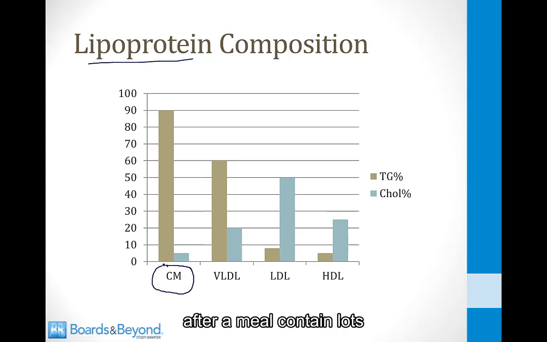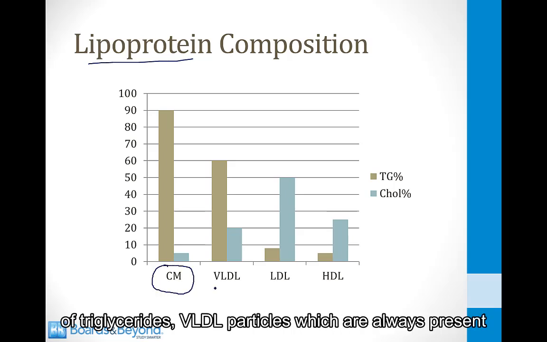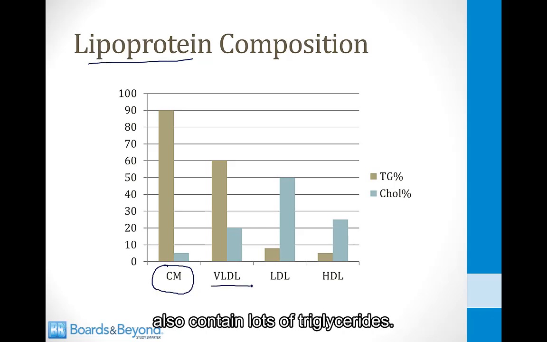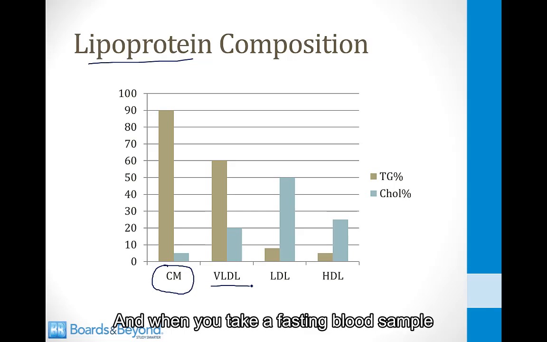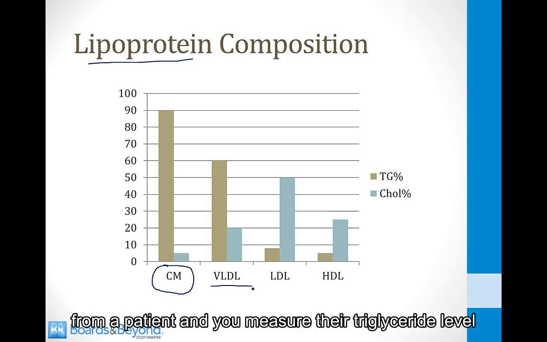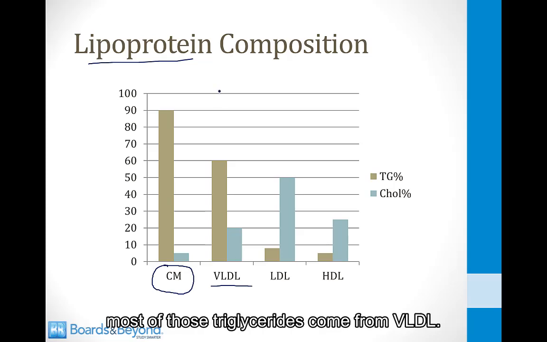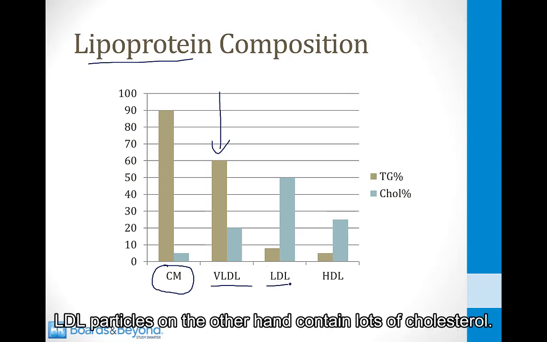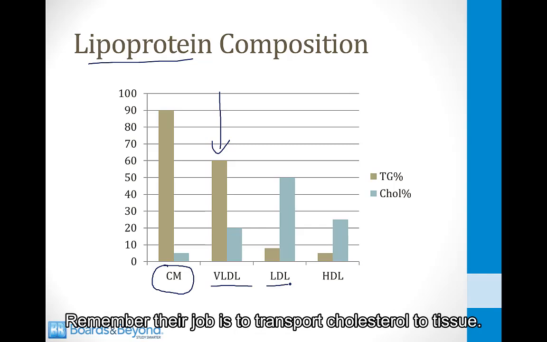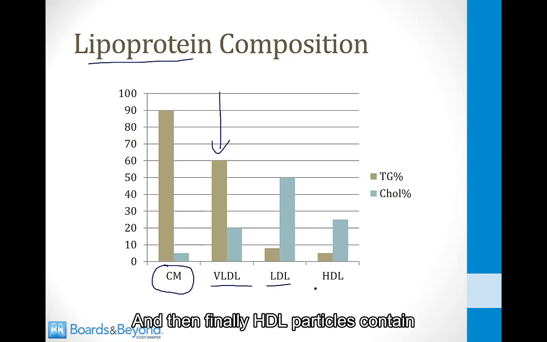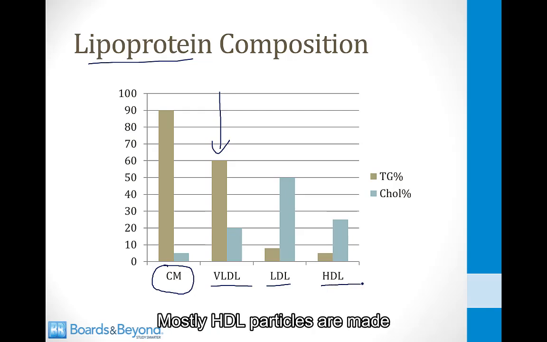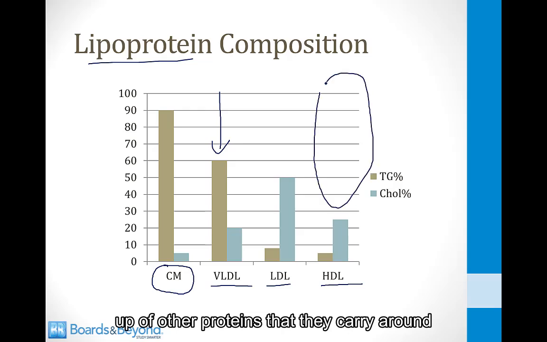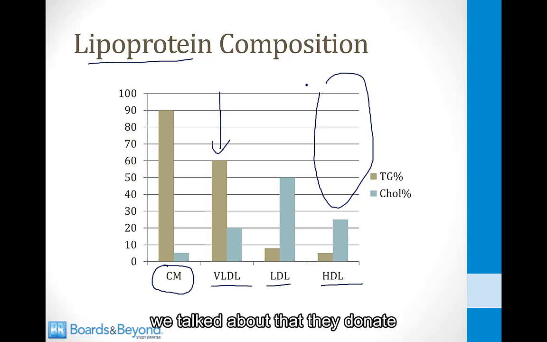This is a slide showing the relative percentages of triglyceride and cholesterol in the different lipoproteins. Chylomicrons, which are only present after a meal, contain lots of triglycerides. VLDL particles, which are always present, also contain lots of triglycerides. And when you take a fasting blood sample from a patient and you measure their triglyceride level, most of those triglycerides come from VLDL. LDL particles, on the other hand, contain lots of cholesterol. Remember, their job is to transport cholesterol to tissue. And then finally, HDL particles contain more cholesterol than triglycerides. Mostly HDL particles are made up of other proteins that they carry around, including the apolipoproteins we talked about that they donate to chylomicrons and VLDL particles.